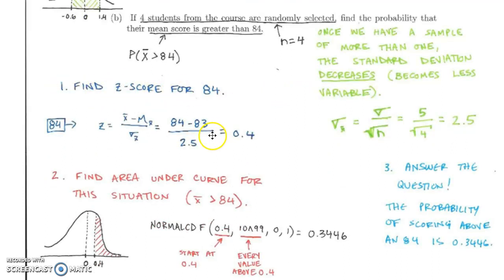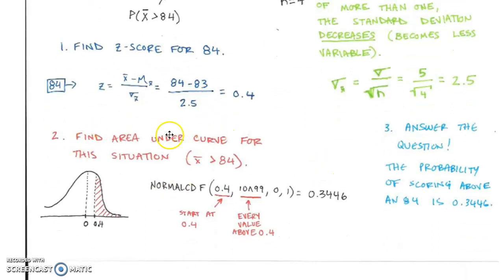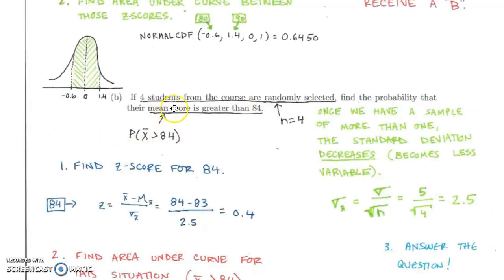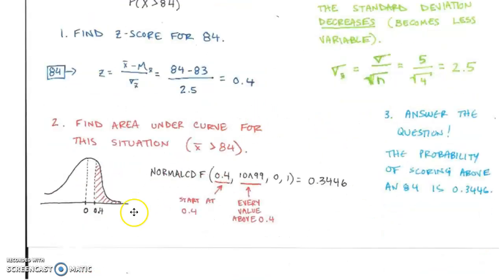First, we find the z-score in the typical way. Then we find the area under the curve. In this case, we're looking for folks that have a mean score that's greater than 84. So this 0.4 represents 84. That's the z-score for 84. And all of these folks have scores that are bigger than 84. And it keeps on going up to infinity.